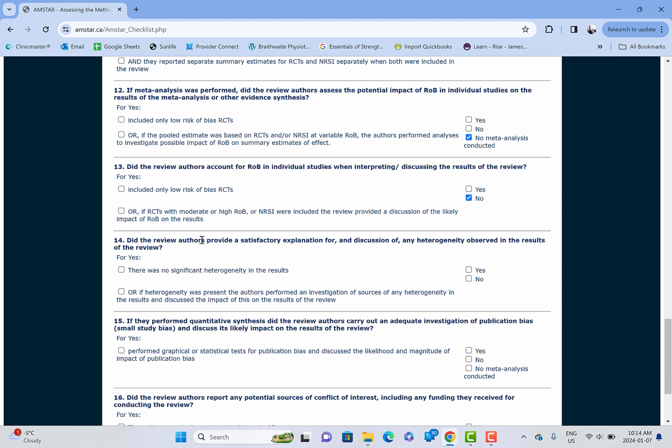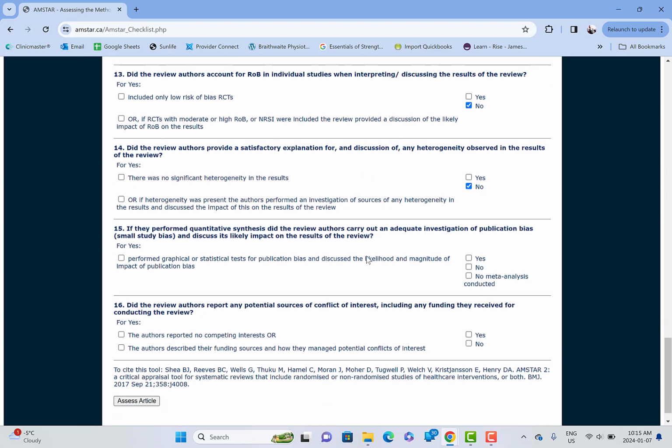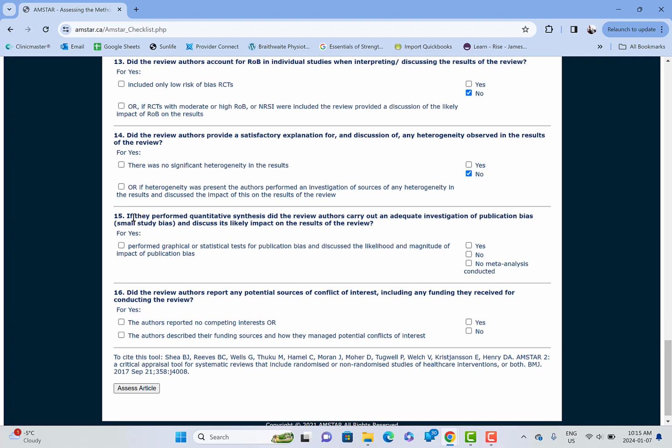And now we have just a few easy questions to finish out our AMSTAR assessment. Question 14 asks us if the authors provided a satisfactory explanation for and discussion of any heterogeneity observed in the results of the review. There was no discussion of sources of heterogeneity, but I honestly feel like that might be a question better suited to review studies where they conducted a meta-analysis. But still, I said no. Question 15 is again a question about meta-analysis conduct, and this does not apply, so I just said no meta-analysis conducted, so not applicable.